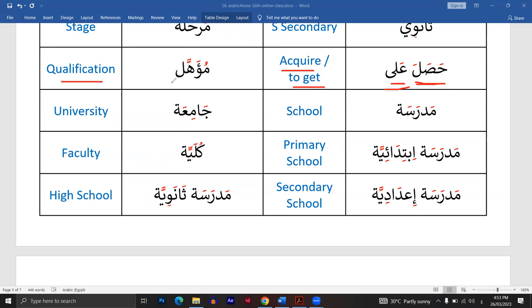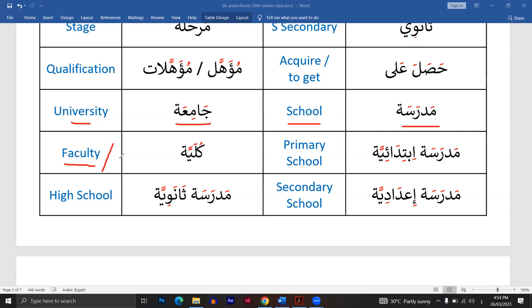And then qualification means مؤهل. And the plural of this one is intact feminine plural, مؤهلات. This is the plural. So maybe one person has many qualifications. He has a bachelor degree, and also a master degree and PhD degree or diploma. Anyway, then we have school means madrasa. University means jami'ah. And then faculty or college means kulliya. This one also means college, okay? I will write it later when I upload the PDF.